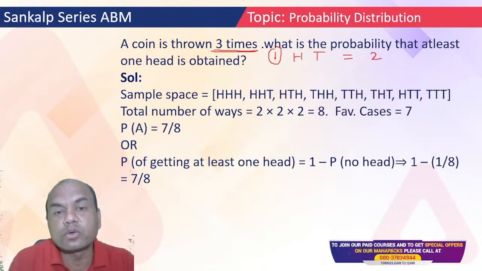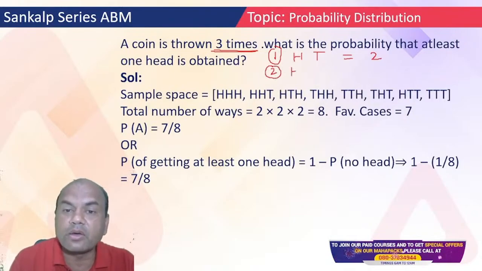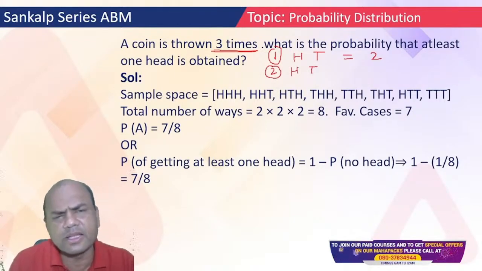If I throw the coin 2 times, again I might get head or tail, anything, isn't it? So again, what are the outcomes? 2.